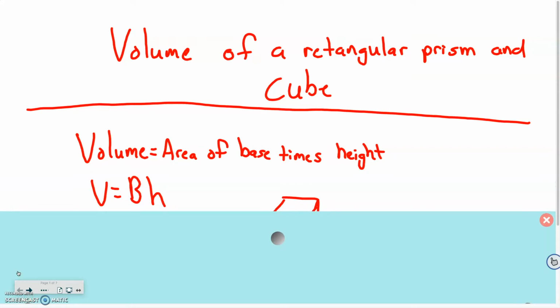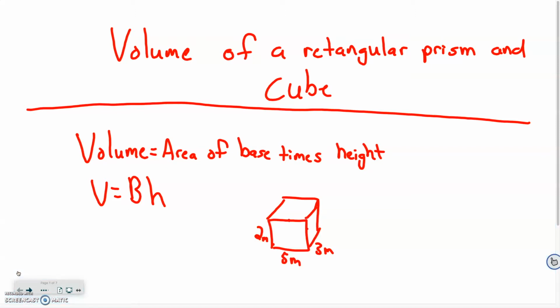And here's the abbreviated version. V equals capital B, which means area base times the height. Okay. So you will see V equals capital B H on your MCA on your formula sheet. Although that's not the formula that I like to use. Okay?